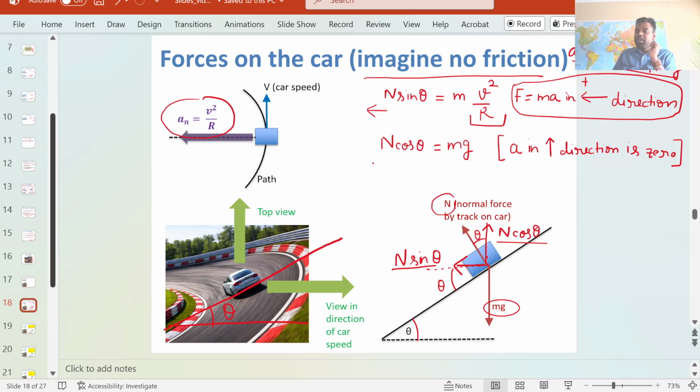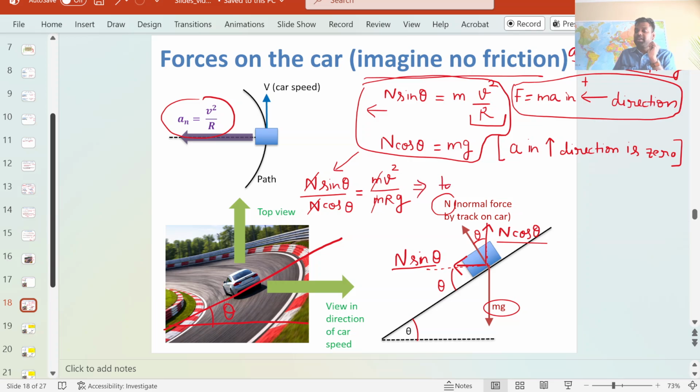So now from these two equations, if you divide them, you will get n sine theta divided by n cosine theta equal to m v square by m r g, and m cancels out, normal force cancels out, and from here we will get tan theta equal to v square by rg, and from here we will get that v is square root rg tan theta.